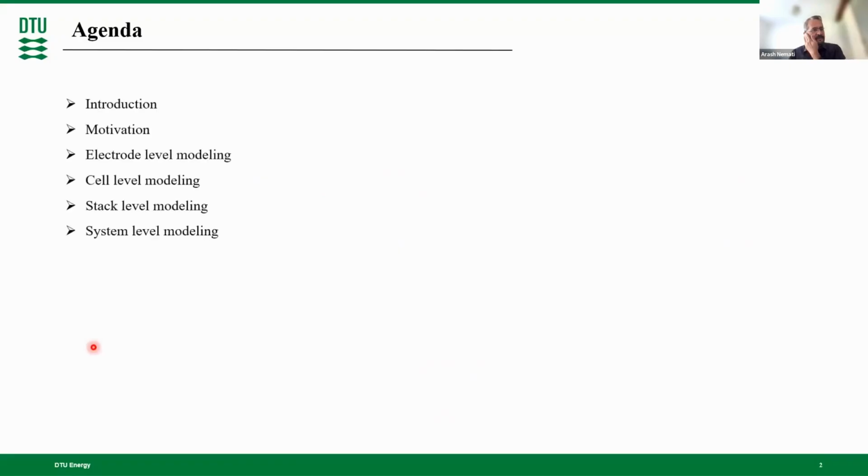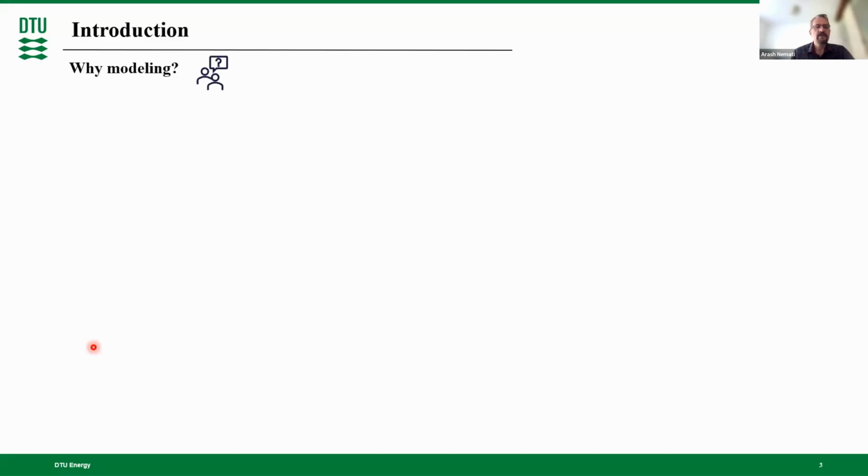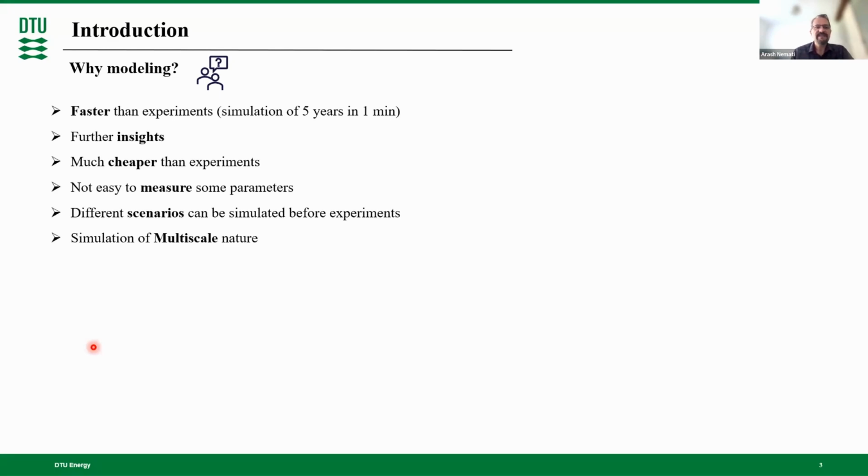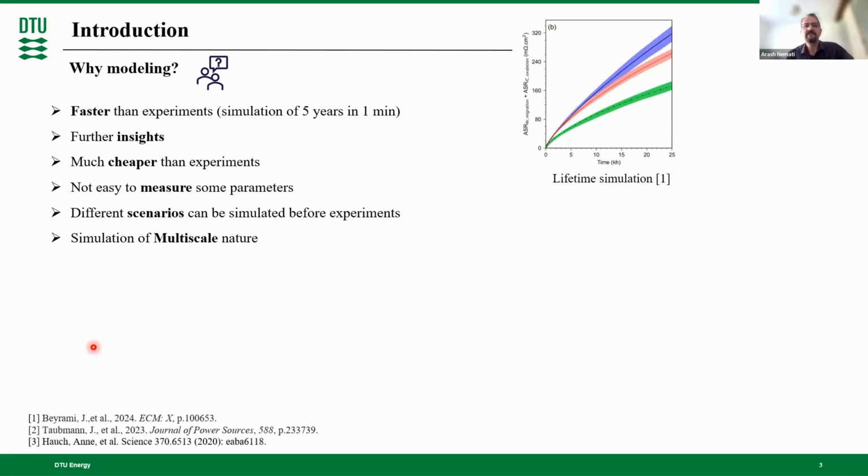So the topics that I want to talk about are first some introduction and motivation, and then the different levels of modeling that we have in DTU Energy. So the first question is: why modeling? Why do we need modeling? First of all, it's faster than the experiments. For example, we can simulate 5 years of the lifetime of the stack in 1 minute.